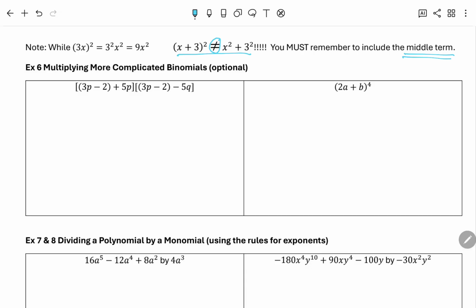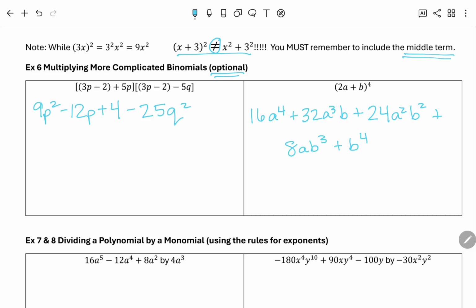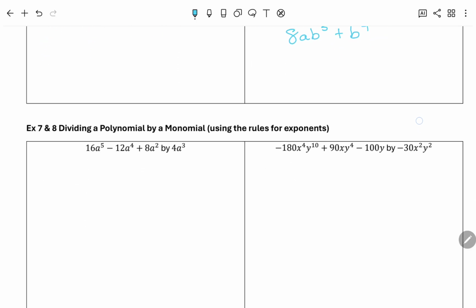So let's see. Multiplying more complicated binomials. Oh, okay, this I put optional. I am just going to ask you, if you want to try these, pause it, and then I'll show you the answer. But I'm not going to go through it. This is not something that I'll include on an assessment. So again, optional. We'll talk about something later in the year that'll help you with that, but not something we need to stress about right now.